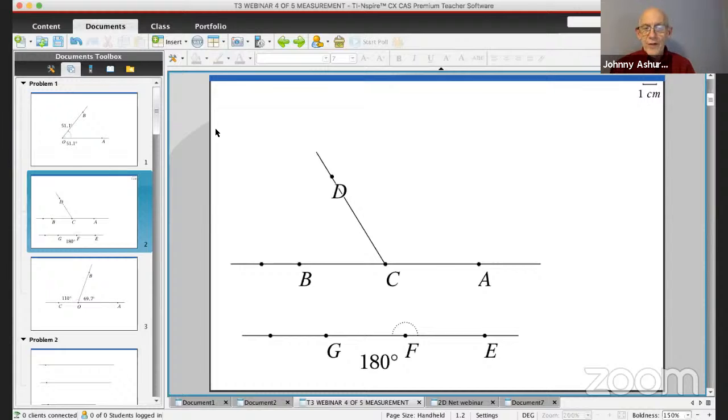So we're going to use that fact and go back up to this diagram and know that the angle ACD and the angle DCB are two angles that would add together to be 180. That's essential for where we're going.